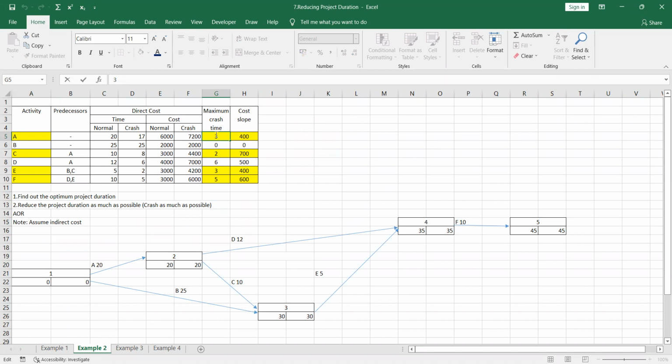So, did you get that point? Why are we not crashing activity A by 3 days? What is the reason behind that? ඇයි අපි crash කරන්න නැත්තේ activity A එක දවස් 3කින් කියන එක තේරුණාද?